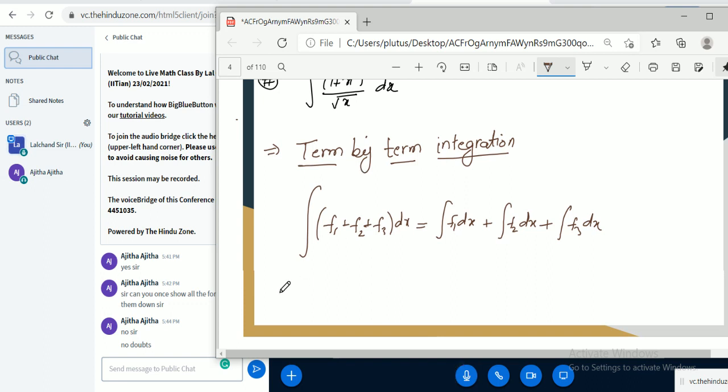So if I break this expression, integral of (1 plus x) to the power 3 divided by root x into dx, can I write the whole cube of this as 1 plus x cube plus 3x square plus 3x? Isn't it? (1 plus x) whole cube can be opened like this by using the identity of (a plus b) whole cube, and divided by root x.